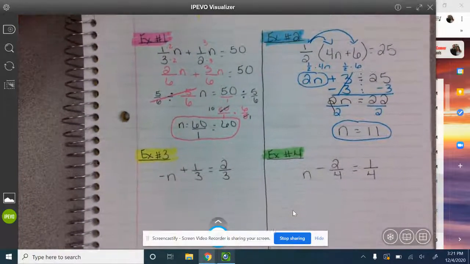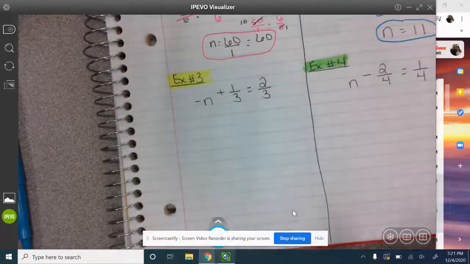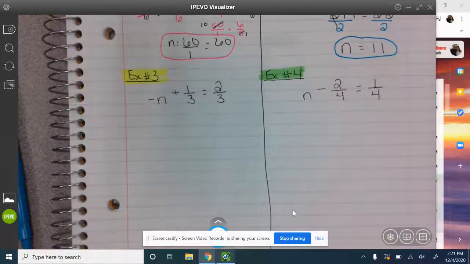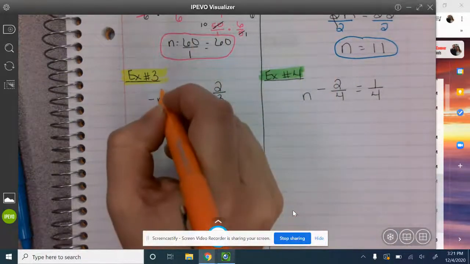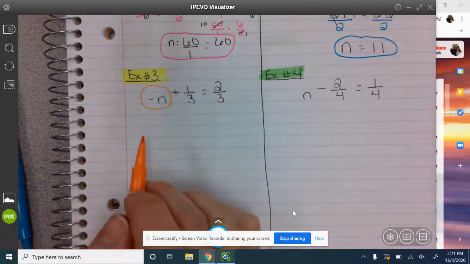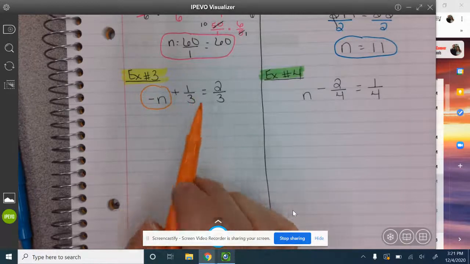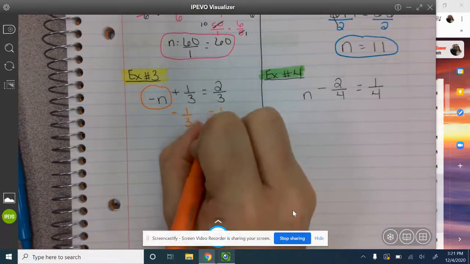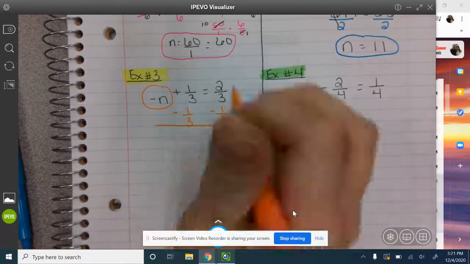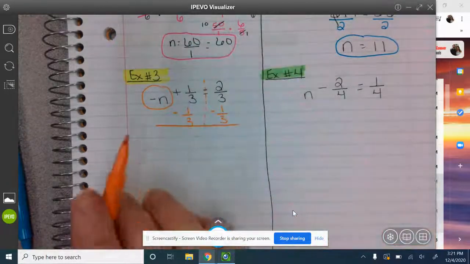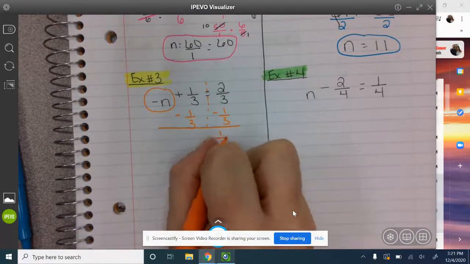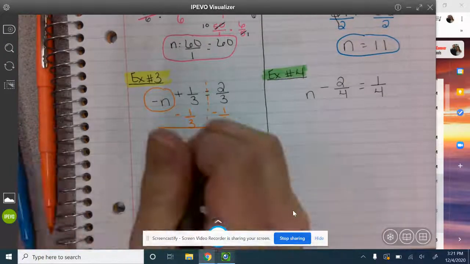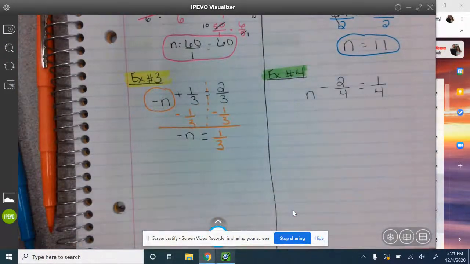And we do have several examples. We're going to do 8 examples with these fractions today to make sure you're really confident in yourself. This first one, I have negative n plus 1/3 equals 2/3. Well, I want negative n by itself at the very end. So how do you kick out plus 1/3 or positive 1/3? It's going to be minus 1/3. And we're going to subtract 1/3 on both sides. I'll dot the line for you. 2/3 minus 1/3 is going to give me 1/3. So I have negative n equals 1/3.